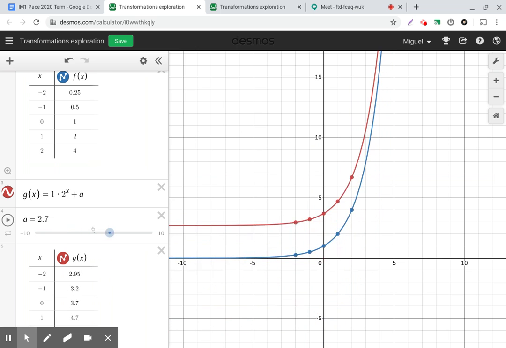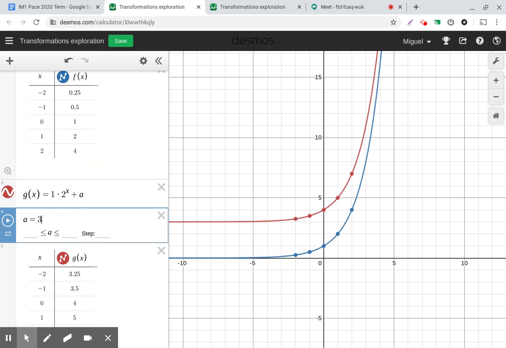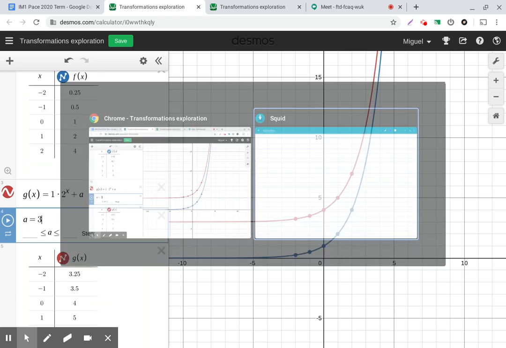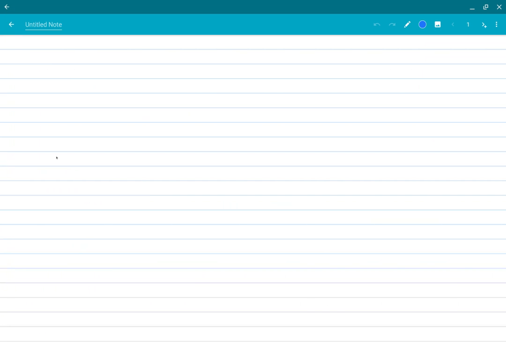So everybody make your a value to be 3. You can just type it in here, 3, okay? All right, so if you add something at the end of the exponent, the graph will move up or down, okay? So let's go take some notes on that. Then we're going to explore how you make it go sideways. How do you make it go side to side, okay?